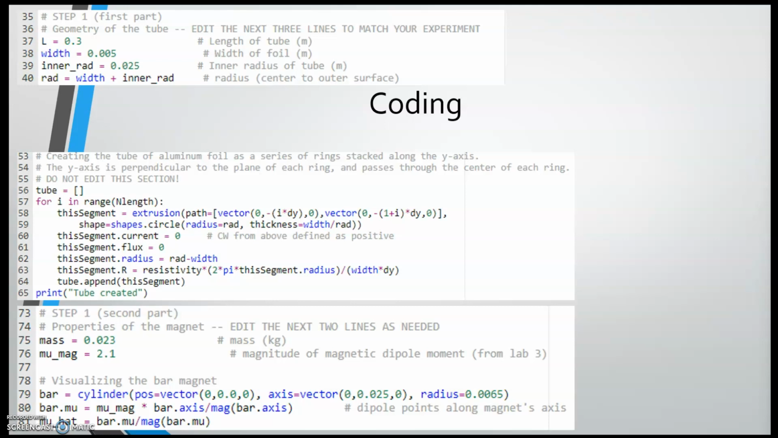So here's some of the coding. This is the initial part where we are initializing the tube, as you can see, from length 0.3 with width 0.005, inner radius 0.025, and those two add up to the total radius. The initialization of the tube for the extrusion circles, and the initialization of the magnet with the mass, the mu magnitude, and the actual visualization of it.